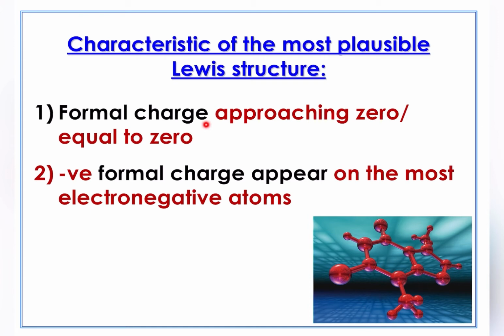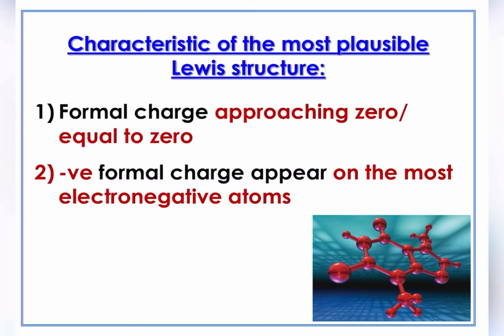The first one is the formal charge must be approaching zero or equal to zero. And the second part, sekiranya kita tidak dapat menentukan menggunakan statement yang pertama, kita akan gunakan another statement iaitu negative formal charge must appear on the most electronegative atoms. So that is why it is very important for you to understand about electronegativity and also for you to know which elements in the periodic table are the most electronegative.